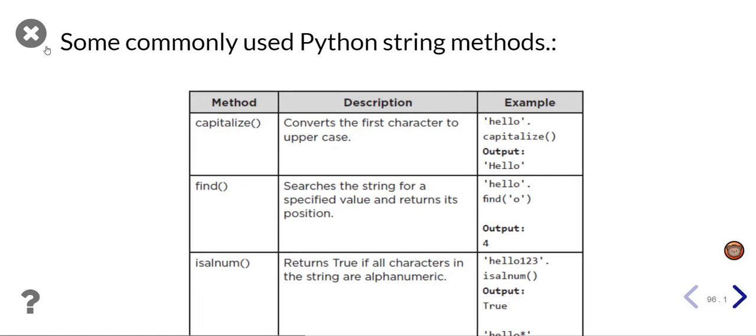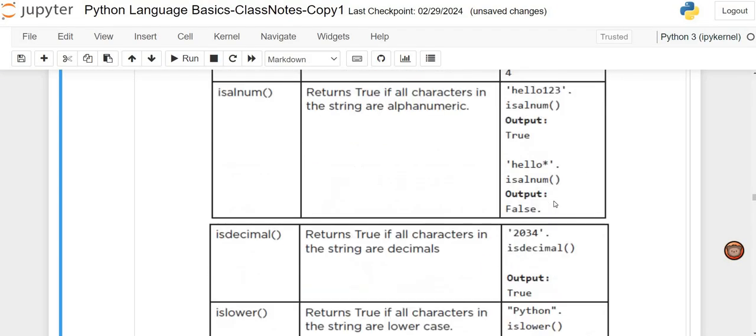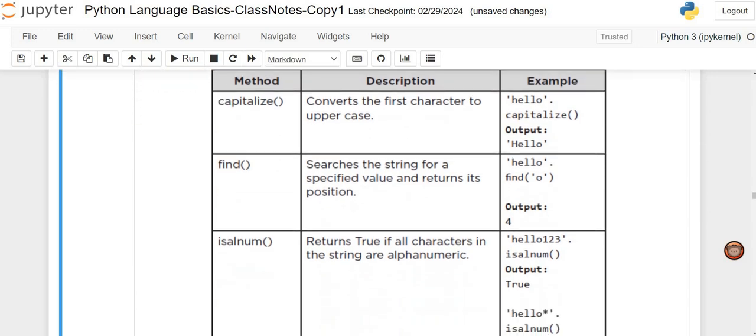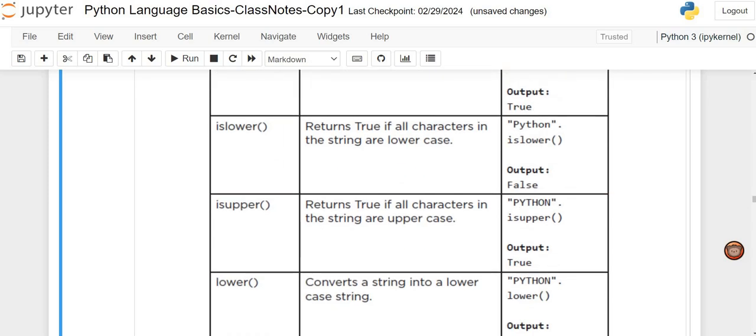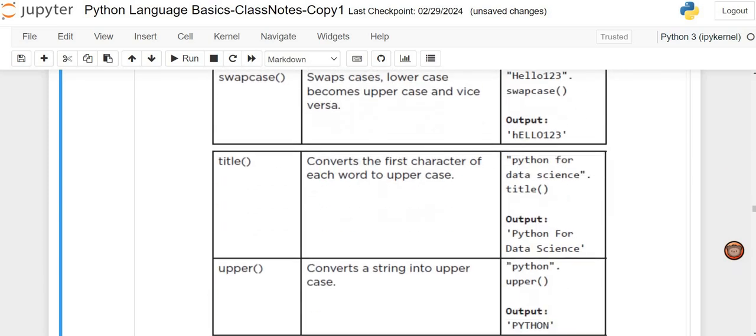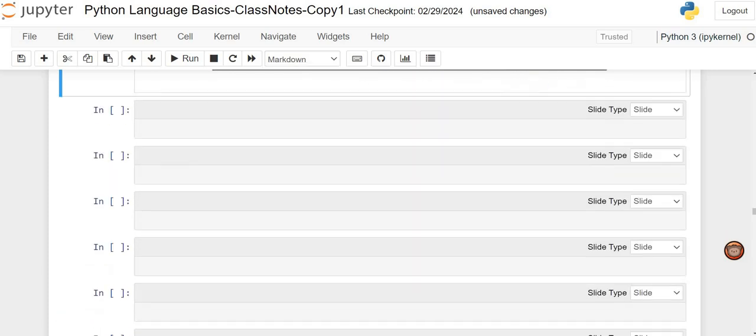So here are some of the commonly used Python string methods: capitalize, find, is decimal, is lower, is upper, lower, partition, replace, rfind, split, splitlines. In each row of this table there is an explanation of what it is about and how the output actually looks. We can try some, maybe not all.